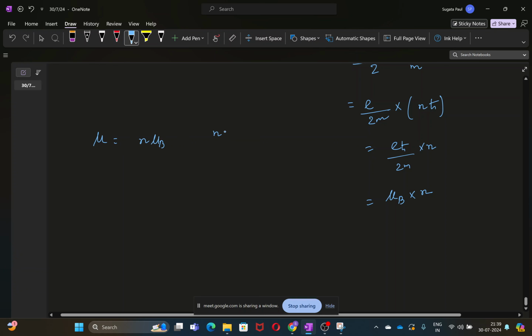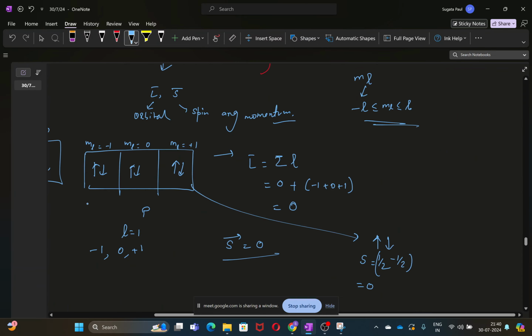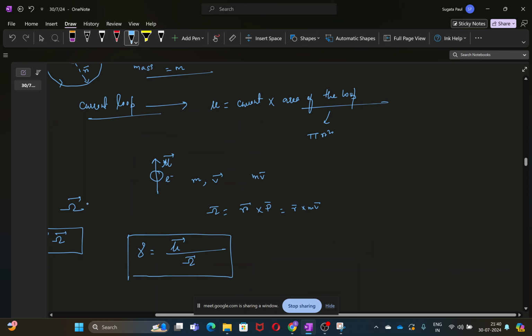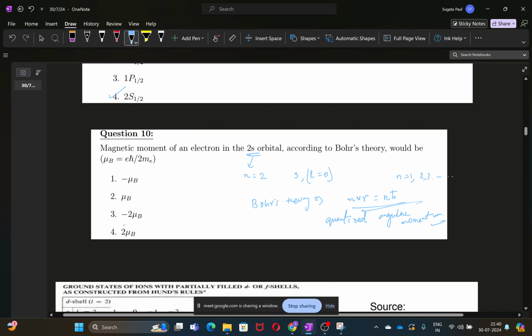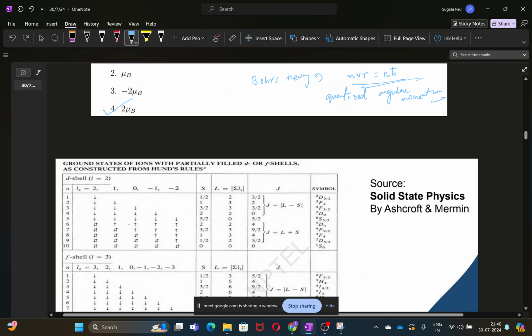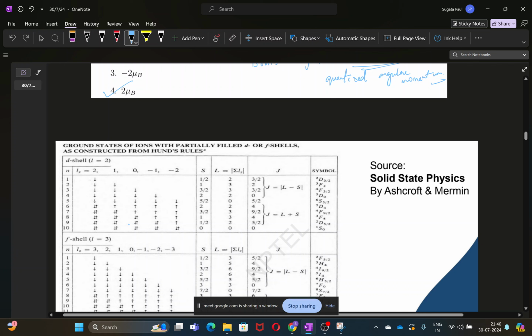Now n, you know, is the principal quantum number, and for 2s orbital n equals 2, I already mentioned. So you have to choose that your magnetic moment for this electron is nothing but 2 times μB, because you have to plug in n equal to 2. So this is the right answer, let's check this value. So it is plus 2 μB. Okay, so this is where the 10 questions end.